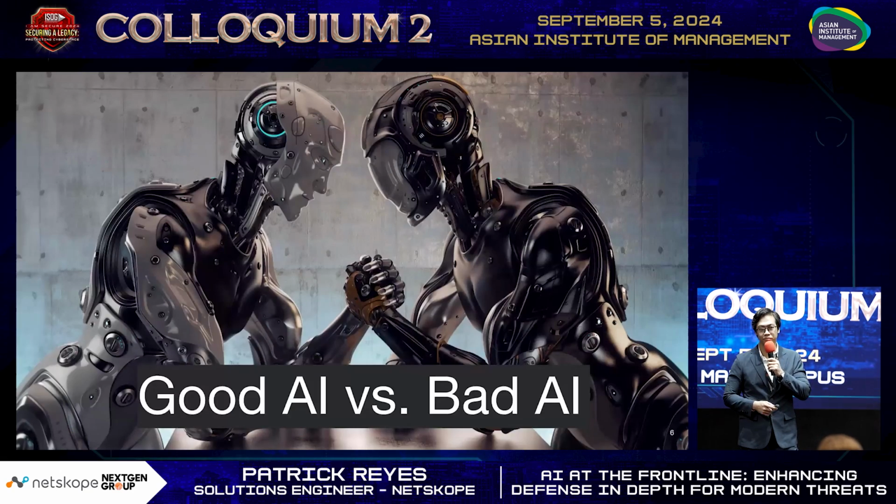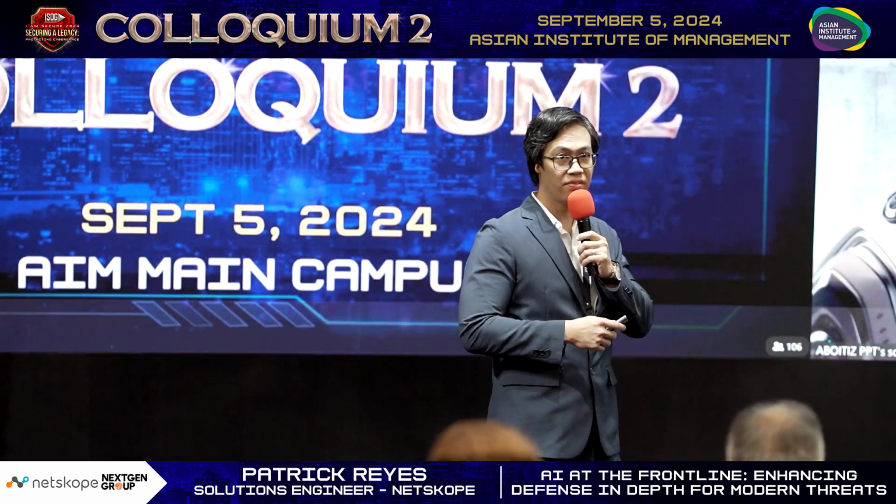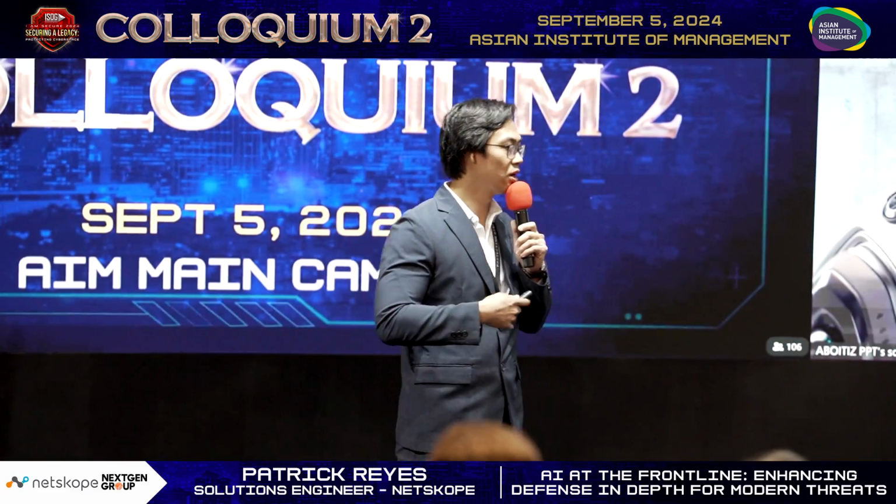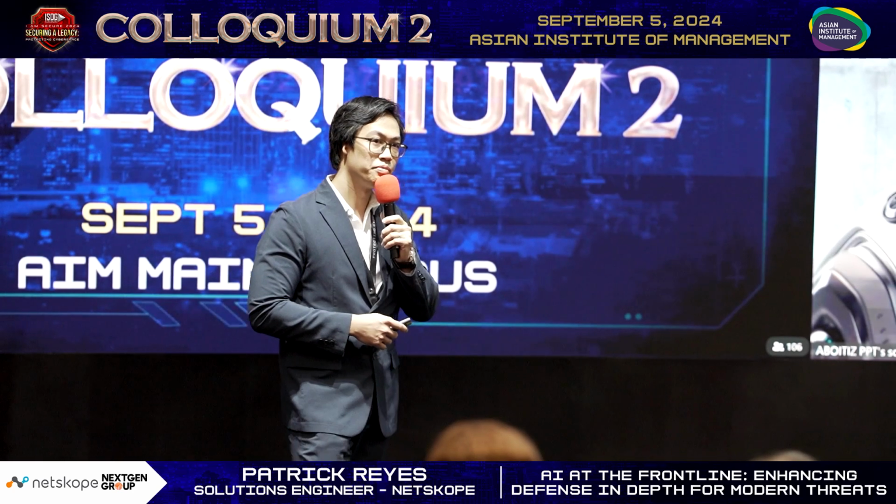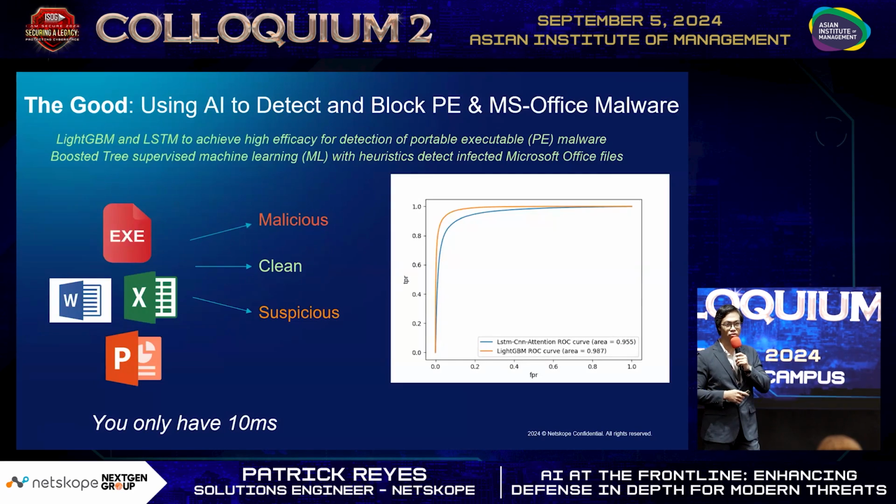So what do we need to do? Of course, we're talking of the bad side of AI. I believe that to effectively combat those threats and risks is to bring the power of AI on the good side. And that's what I'm going to discuss. First, bringing the power of AI to effectively detect malwares.